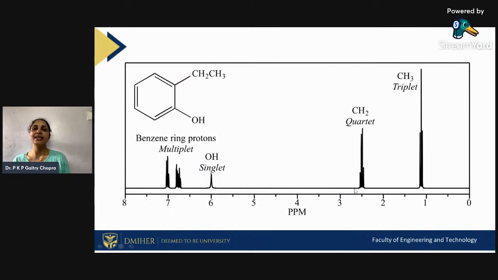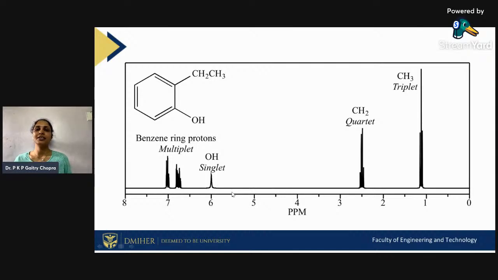And the third signal is for OH. Here, the proton which is attached directly to oxygen does not interact with neighboring protons. There is no neighboring proton to interact with. Therefore, the signal that we get for the OH is a singlet. There is no splitting of this particular signal.